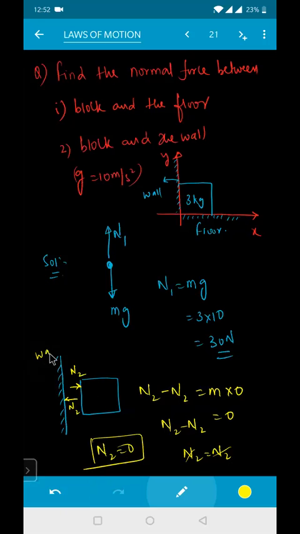Yes, sir. Whatever force is exerted by this 3 kg block on the wall, the wall also exerts the same amount of force on the block. So there is no acceleration in the horizontal direction. If there is no acceleration, force must be equal to mass into acceleration. Normal is nothing but a force only. So that force will be equal to mass into acceleration, and the horizontal acceleration is 0. So N2 minus N2 is 0, N2 gets cancelled, and the normal reaction between the wall and the block will be equal to 0. Is it clear?